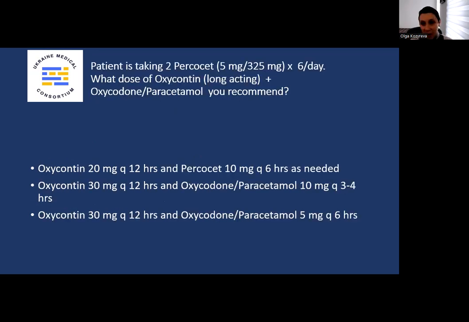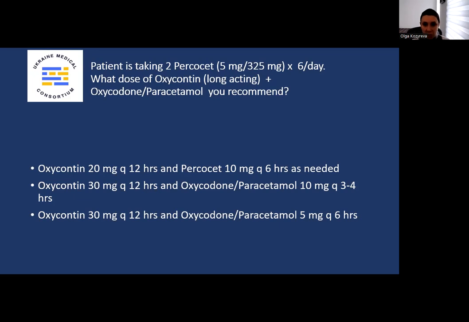So, how do we calculate, as I mentioned, you calculate how much opiate he's taking, right? He's taking 2 pills of oxycodone, 5 milligrams, so it's 10 milligrams, 6 times a day, 60 milligrams of oxycodone. And we divide by 12 hours, because the majority of patients require long acting, if it's available, every 12 hours. We divide and we will have OxyContin 30 milligrams every 12 hours. The patient will take, for example, 8 p.m. and 8 a.m., and for breakthrough pain, short-acting oxycodone plus paracetamol, about 10 milligrams as needed every 3 to 4 hours.